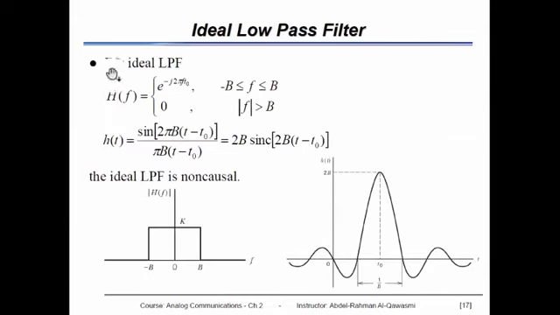This is the ideal low pass filter. This is the transfer function of the ideal low pass filter. This is the impulse response of the ideal low pass filter. In this case, as you see, we have the transfer function of the low pass filter. It will pass frequencies from 0 to B. Maybe this is the bandwidth of voice. If your voice, for example, has a maximum of 4 kilohertz bandwidth, it means the frequencies that will be passed using the low pass filter are from 0 to 4 kilohertz.